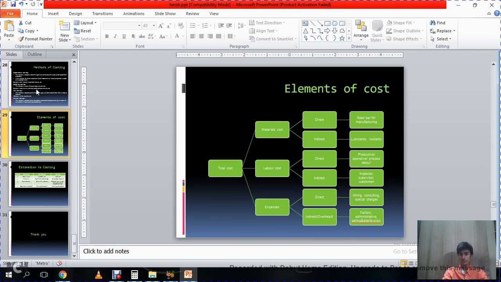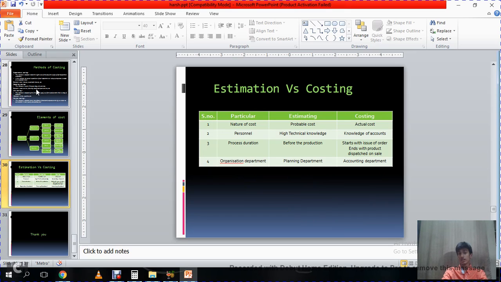You can go through this graph. These are the different elements of costing. Now, the basic thing, that is the difference between estimation and costing.